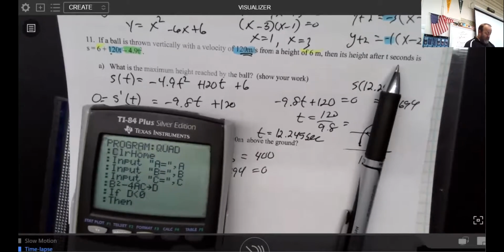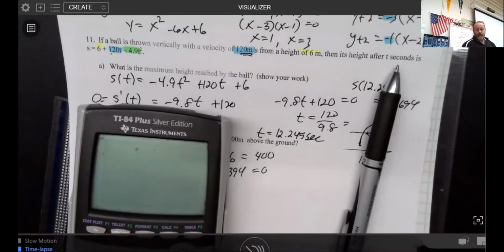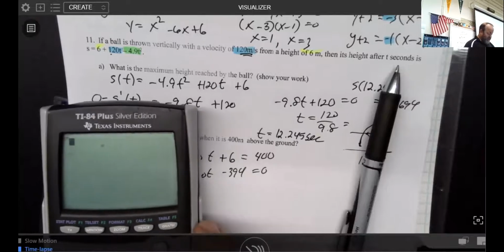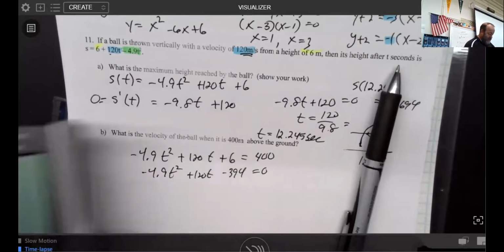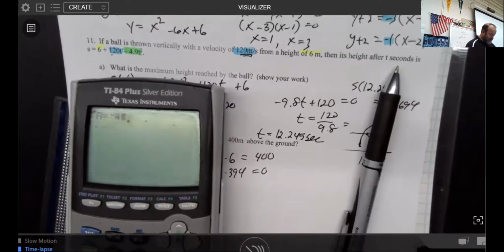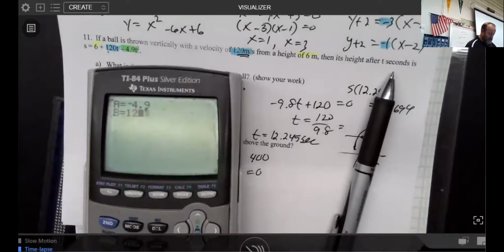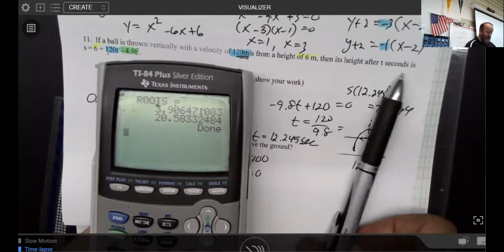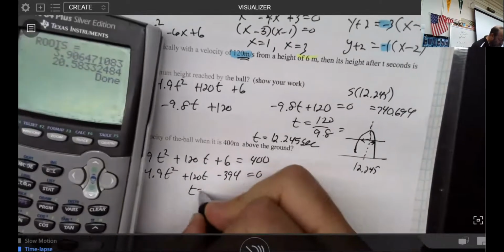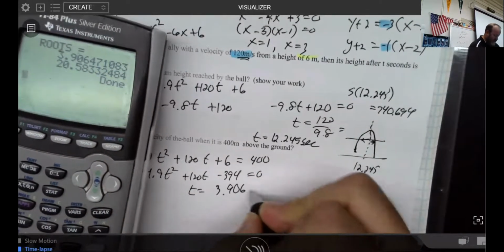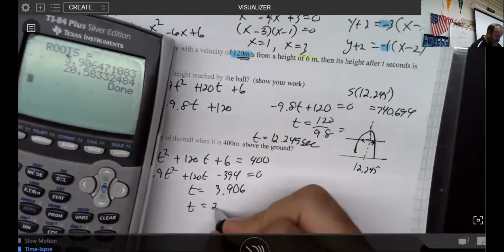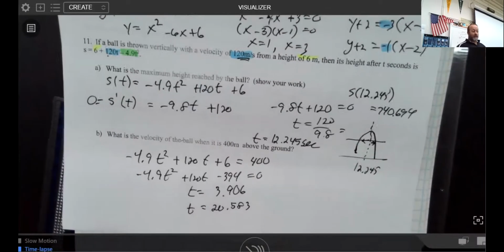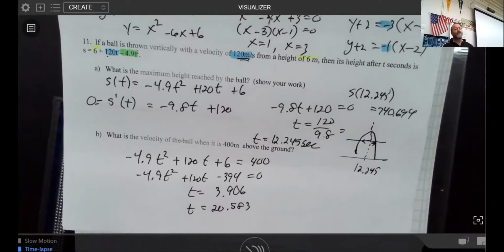Now again, if you don't have this, you can still do the quadratic formula on your own. It's not that hard. So we go to program QUAD, and I plug in A being negative 4.9, B equals 120 and C equals negative 394. And it says the two times it's going to happen are at t equals 3.906 and at t equals 20.583.